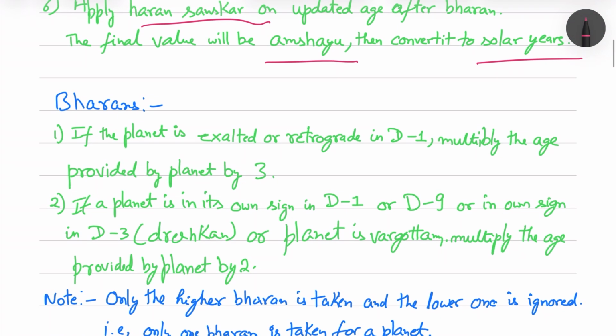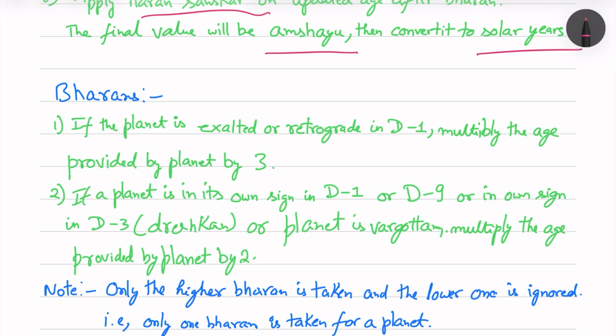There are certain rules for the Bharan. First, if a planet is exalted or retrograde in D1, multiply the age provided, meaning the gross age, by 3. This is rule number 1.